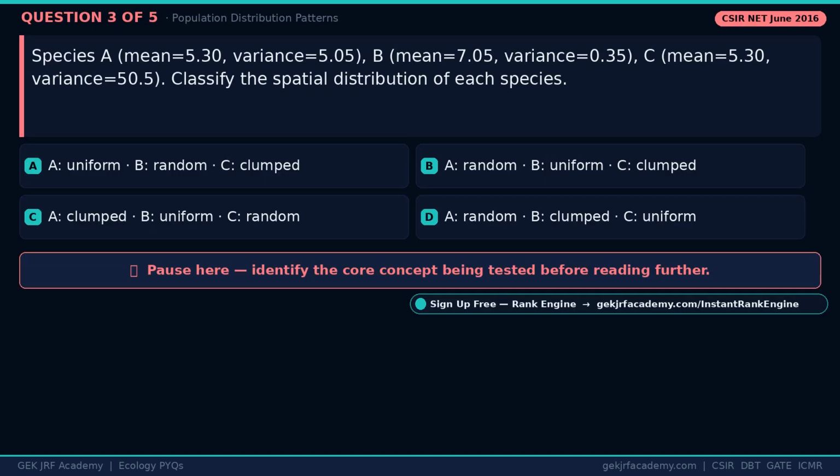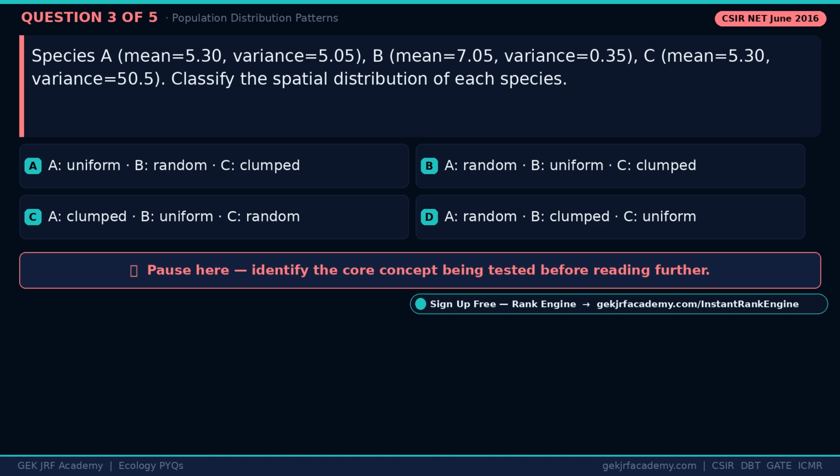Question 3. CSIR NET June 2016. You are given population density data for 3 species. Species A has a mean of 5.30 and a variance of 5.05. Species B has a mean of 7.05 and a variance of 0.35. Species C has a mean of 5.30 and a variance of 50.5. Which of the following correctly classifies their distribution patterns?